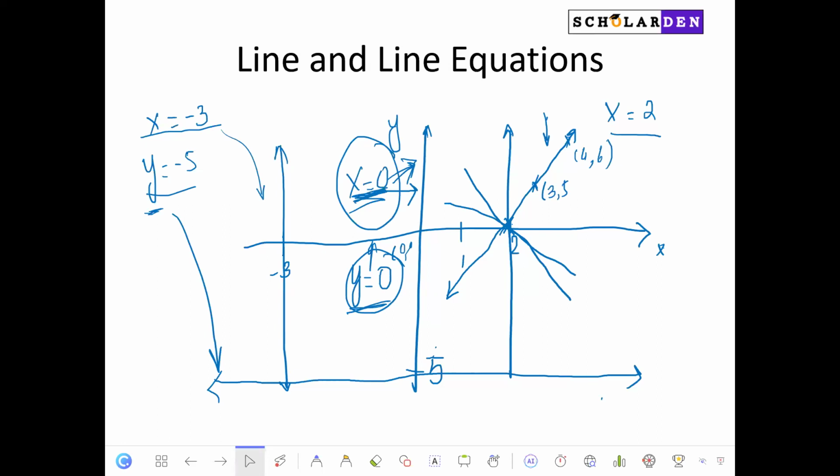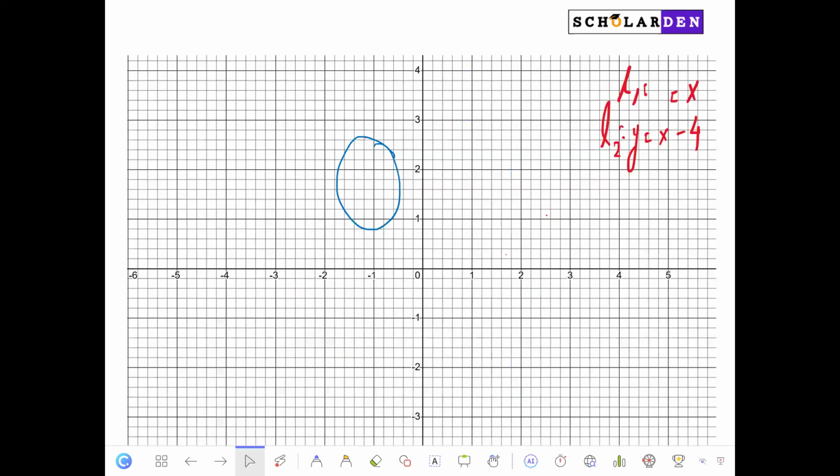And why this is important is because once we are plotting points, and we're going to look at the concept of x and y intercepts moving forward, this is going to come in handy, right? So now let's take a look at two lines. Let's take a look at a few things over here.